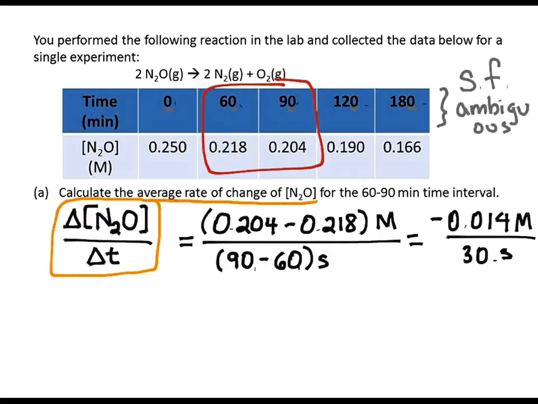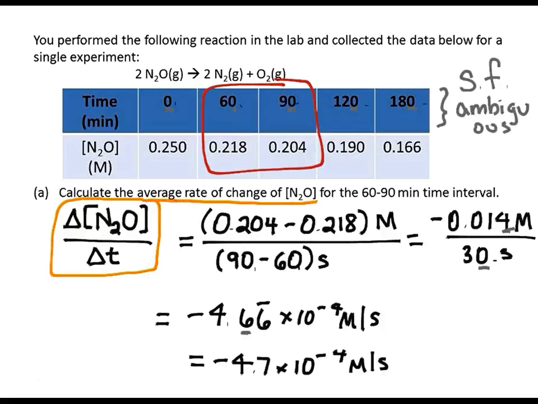And now you see that the numerator is negative 0.014 molar divided by 30 seconds. And that is going to give us negative 4.66. And that line over the 6 means it goes on and on and on forever. The 6 is continuous. So it's 4.6666666666 until infinity times 10 to the minus 4 molar per second. And that's going to round to two significant figures because the 30 in the denominator and the numerator only have 2. And so your answer should be rounded to negative 4.7 times 10 to the minus 4 molar per second.